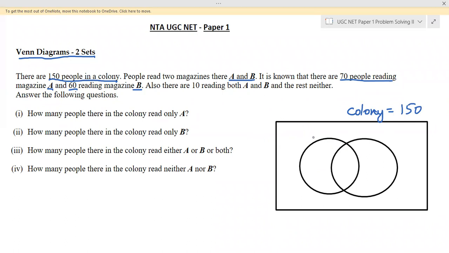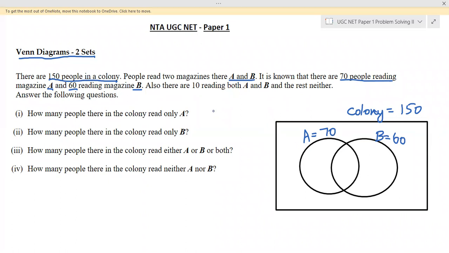See here, these two circles are what we call the Venns. The first circle, on the left hand side, I'm going to take to be magazine A, and the one on the right hand side to be magazine B. There are 70 people reading magazine A and 60 people reading magazine B. So let's note it here: in the left hand side circle, circle A, there are 70 people, and in this one there are 60 people reading magazine B. The entire box is the colony, the left circle is magazine A and the right circle is magazine B, with 70 here and 60 here.